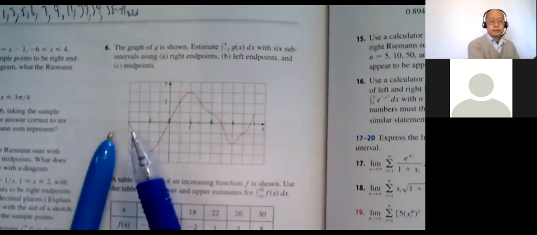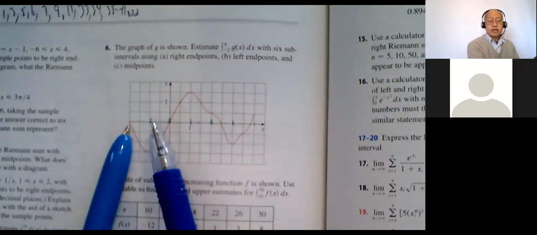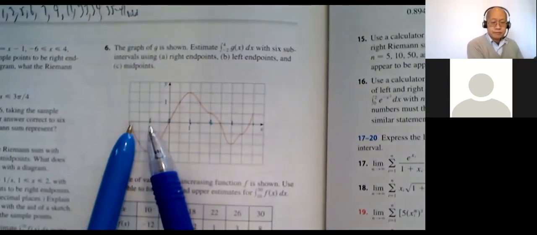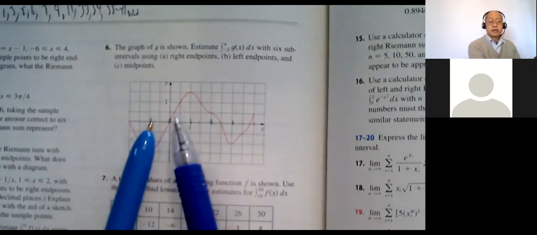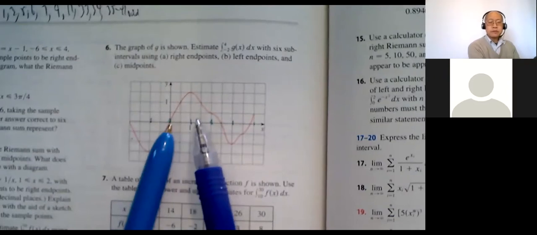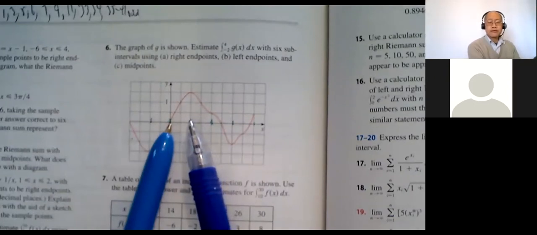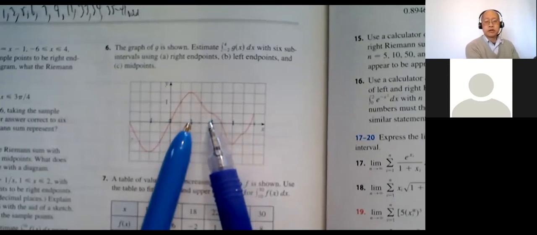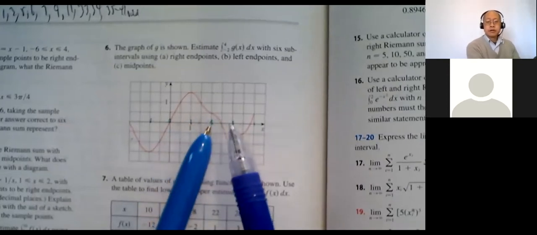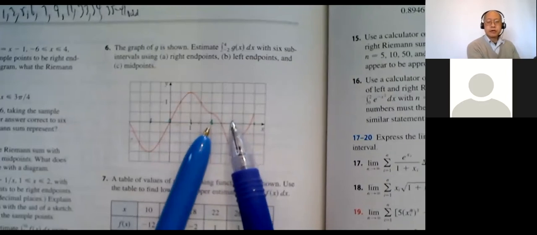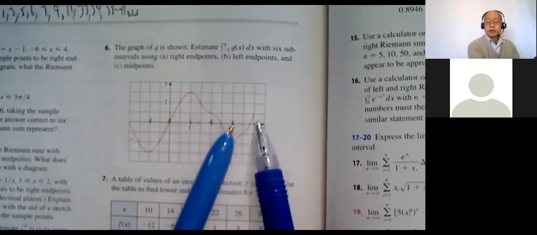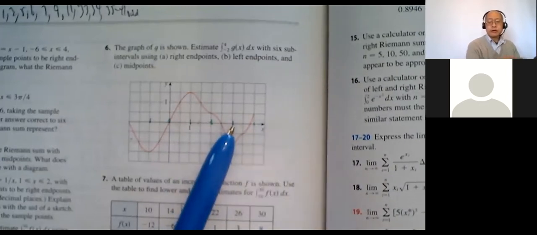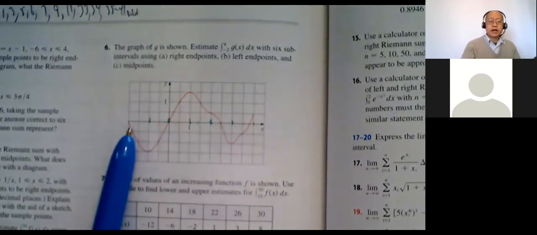Now the left endpoints. So this is negative 2, this is negative 1. What's the left endpoint? Negative 2. Negative 1 and 0. What's the left endpoint? Negative 1. 0 and 1. What's the left endpoint? 0. 1 and 2. What's the left endpoint? 1. 2 and 3. What's the left endpoint? 2. 3 and 4. What's the left endpoint? 3. So I want the function values at the left endpoints now.